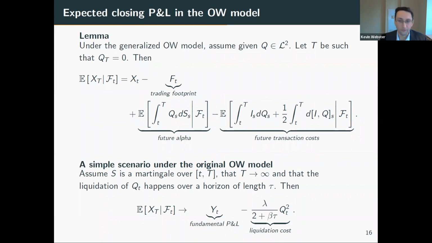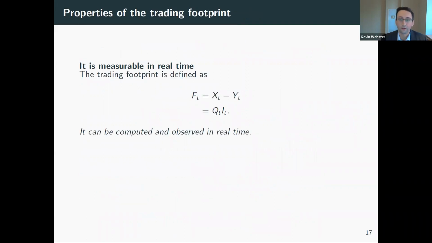So at this point, this already shows that the first order effect here, when I talk about the bias that accounting P&L introduced, is measured by the trading footprint. So let me have a closer look at the trading footprint. I define it as the difference between the accounting P&L and the fundamental P&L, but it can also be rewritten as just the position times the impact state.